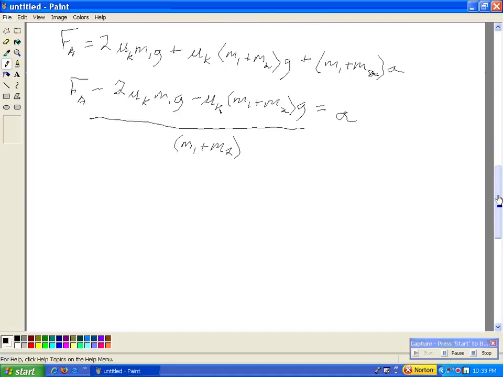And when we do, we get a equals 4.459. Remember that when you plug in the numbers for the coefficient, it's in this case 0.4, not 0.6. It's the kinetic coefficient. So this is meters per second squared, and that in sig figs is 4.5 meters per second squared.